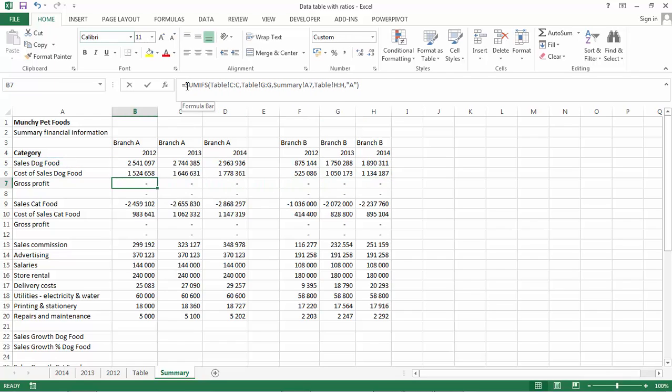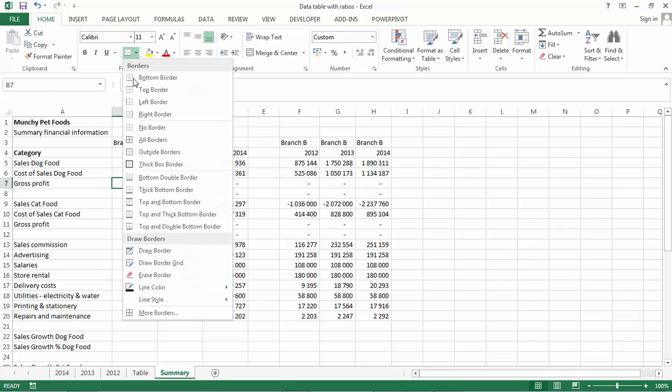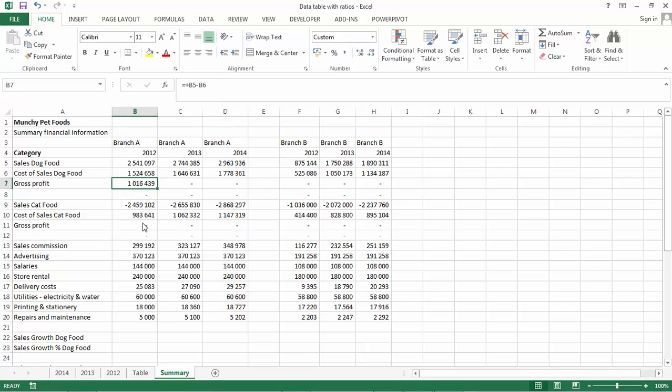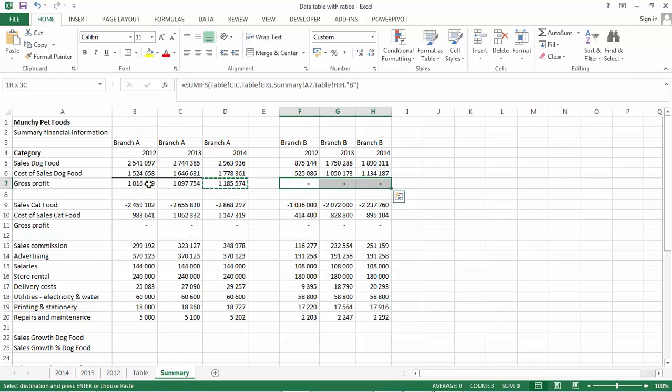And then to get to gross profit, we're going to say sales less cost of sales. And it's always a good idea to put in a format of top and bottom border when you put in a total. And you can copy that format across. And we can copy across our sum. And then copy across there.